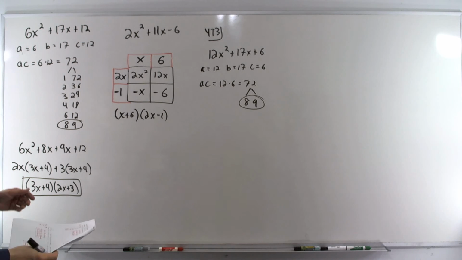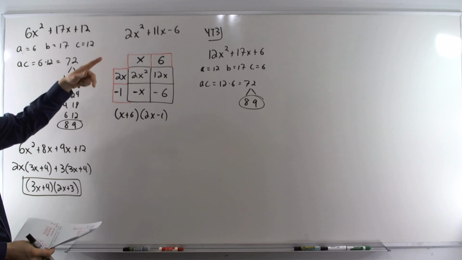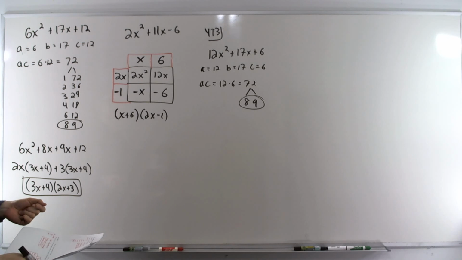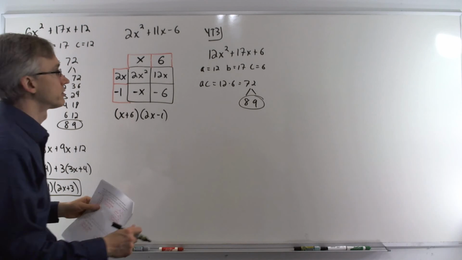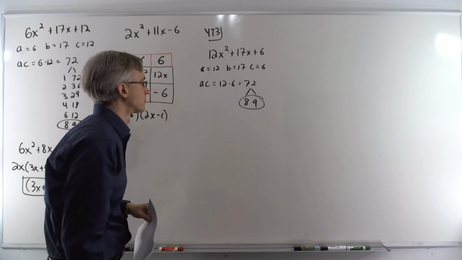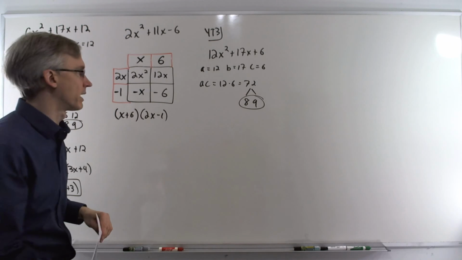Well, this one ends up being pretty similar to this one. We just switched the 6 and the 12. So AC is still 72. Still have 17 in the middle, so our two numbers are still going to be 8 and 9. So now we can set up the box.